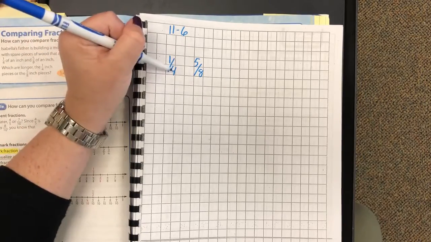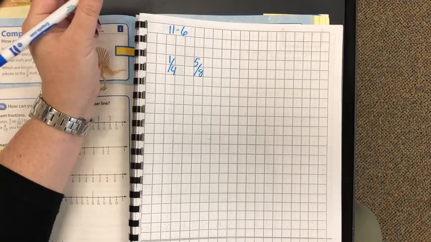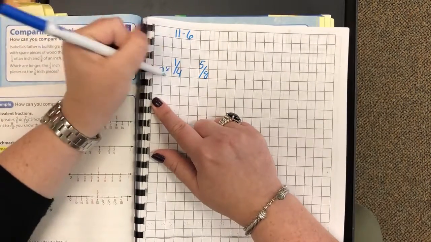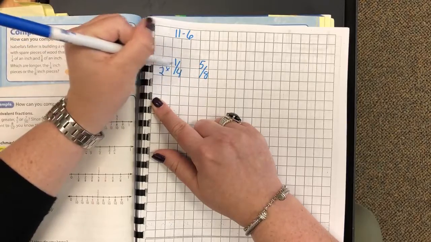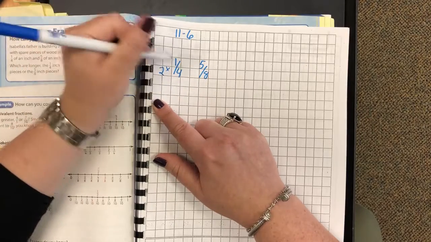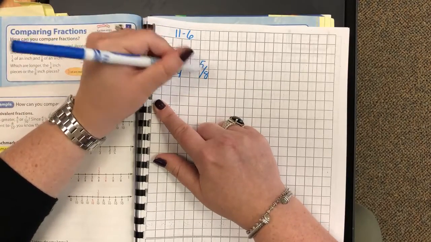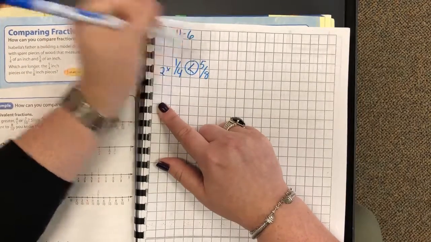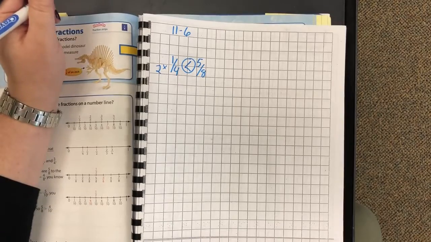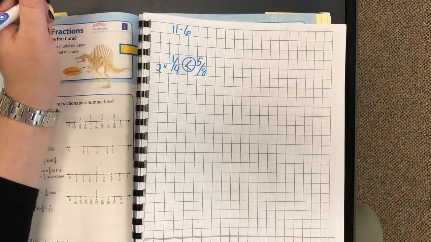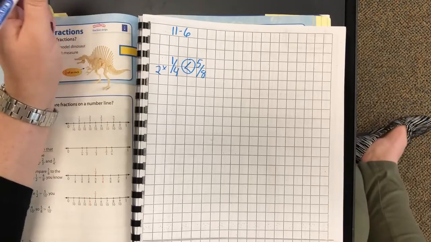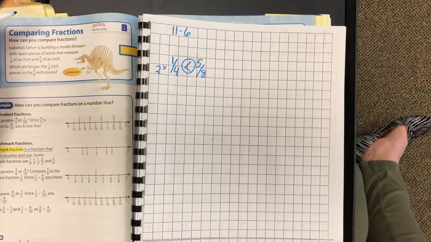In this case, can 4 become an 8? Yes. What do I have to do to 4? Times 2. Multiply that times 2. 4 times 2 would be 8. 1 times 2 is 2. So 2/8 versus 5/8. Which is bigger? 5/8. 5 is bigger than 2. So getting those denominators to match will make your comparisons a lot easier. Let's try another one that's the same kind of concept.